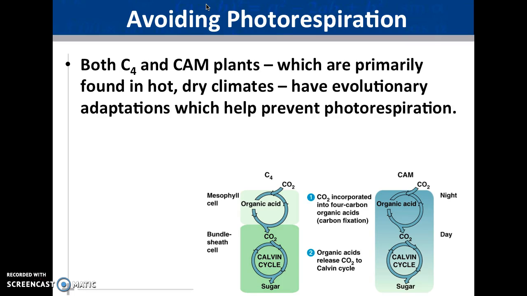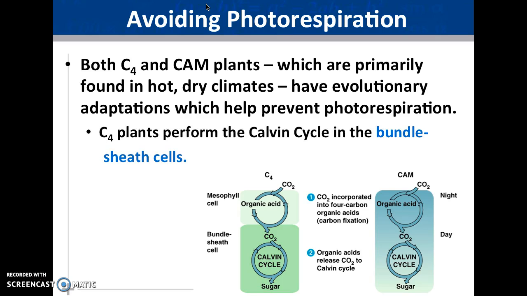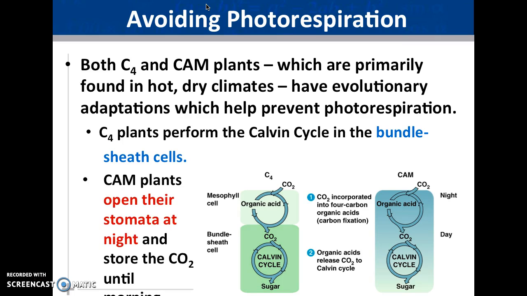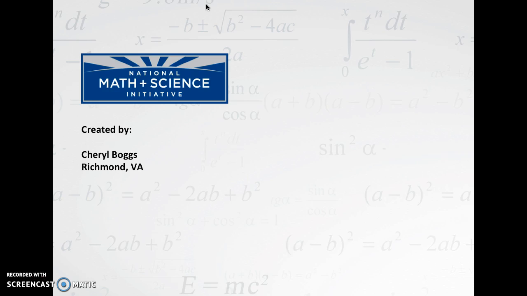Both C4 and CAM plants, which are primarily found in hot, dry climates, have these evolutionary adaptations to prevent photorespiration. C4 plants perform the Calvin cycle in the bundle sheath cells, and the CAM plants open their stomata at night and store the CO2 until the morning.